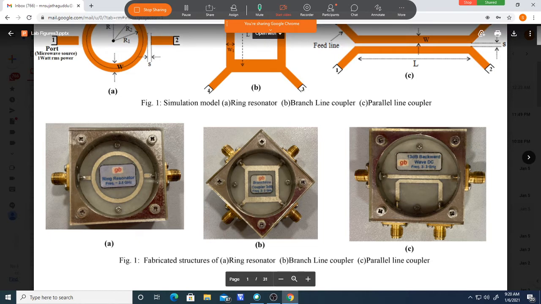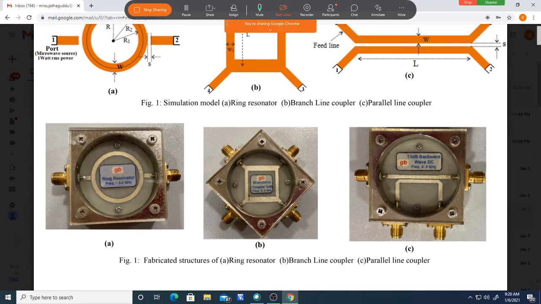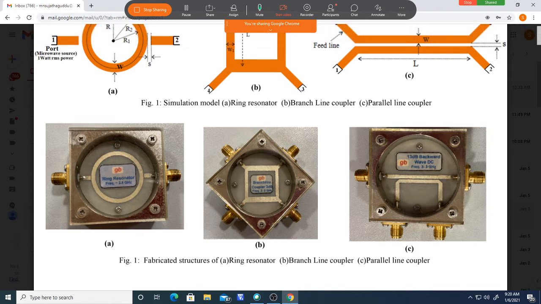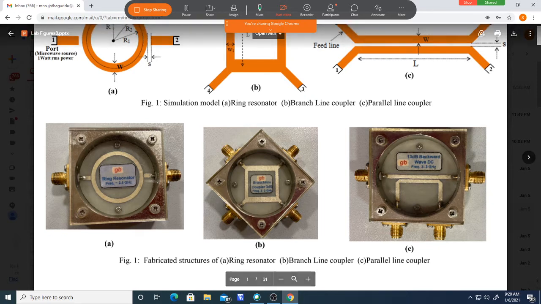As I said, these devices I am showing here have an approximate resonant frequency of 2.5 gigahertz. All these devices are fabricated to resonate at 2.5 gigahertz, so that is between 2 and 3 gigahertz, the resonant frequency of these structures.